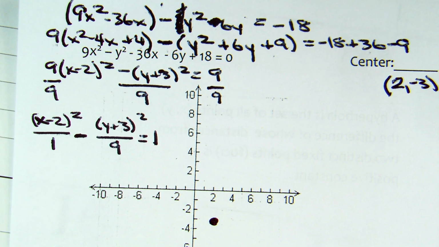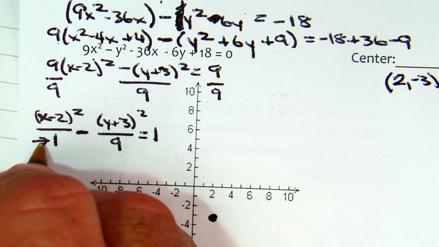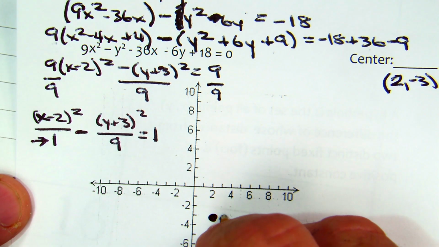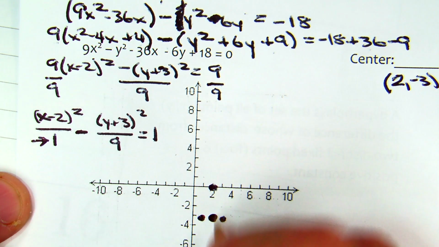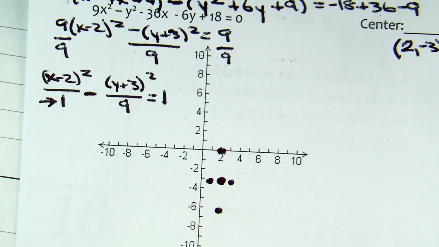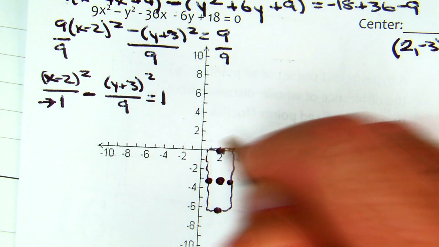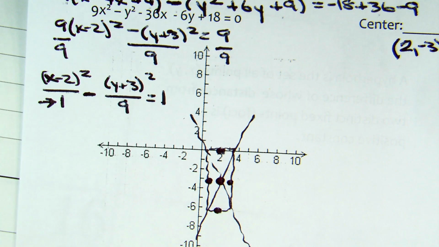Since the x comes first, my vertices are on the horizontal. What's my denominator? 1. What's the square root of 1? 1, which means my vertex is going 1 over that way, 1 over that way. My other denominator is 9. What's the square root of 9? 3. So I'm going to go up 3 and down 3. There's my rectangle. There's my asymptote from the diagonal.